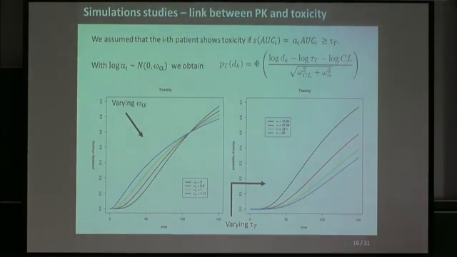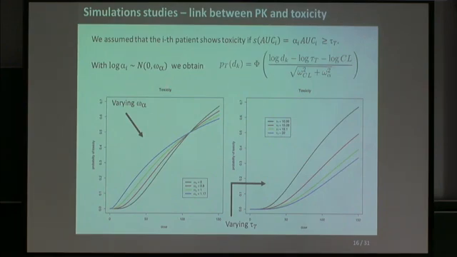Then, as a last step, we link PK to toxicity, and we assume that patients show toxicity if a linear function of the AUC is equal to or greater than a threshold tau t, with alpha drawn from a log-normal distribution. Putting everything together, so the one-compartmental model and that threshold, we achieved the probability of toxicity versus dose. On that plot, you can see how the probability of toxicity changes versus dose if we increase omega alpha.